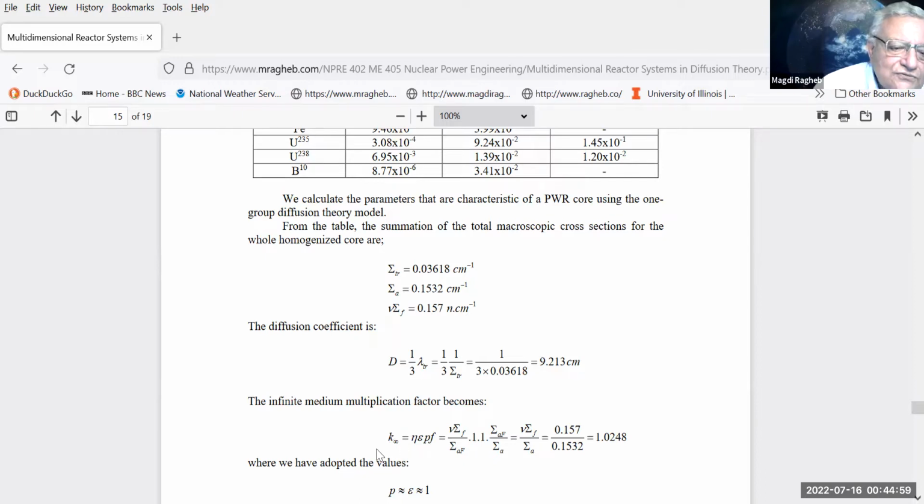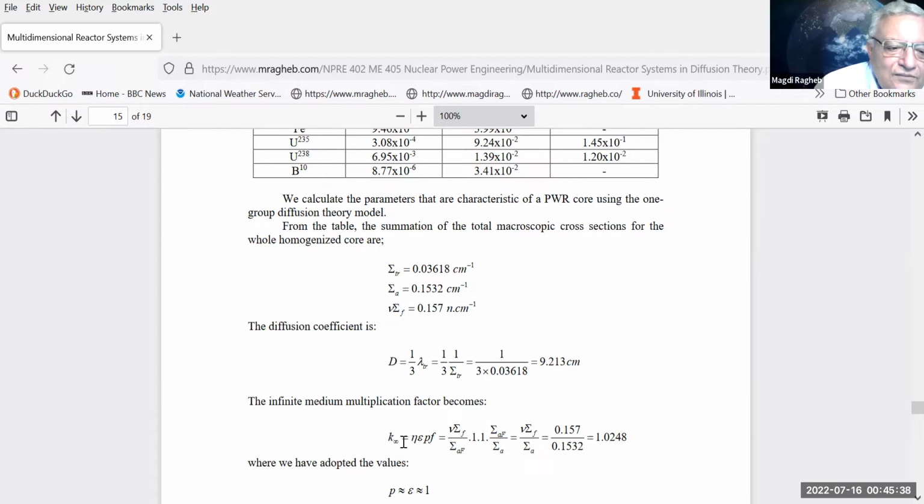And we can substitute for the infinite medium multiplication factor as eta epsilon p f. So that's nu sigma f over sigma absorption in the fuel. Let us take the fast fission factor approximately as 1. The resonance escape probability approximately is 1. And the f here, the fuel utilization factor, becomes the absorption in the fuel divided by the total absorption. Notice that the absorption in the fuel and the absorption in the fuel cancel out here. So the infinite medium multiplication factor is nu sigma f divided by the total sigma sub A, which we know from here. And we know also the nu sigma f from there.